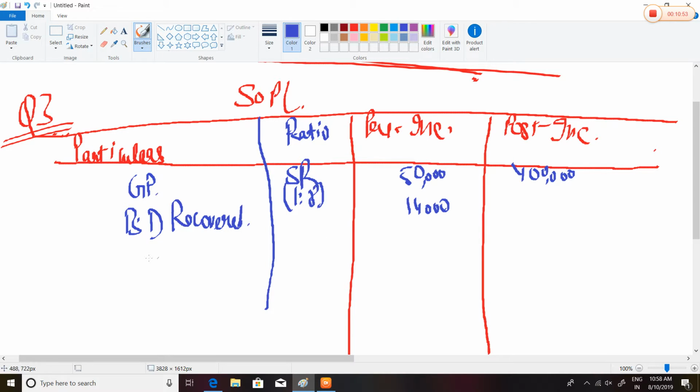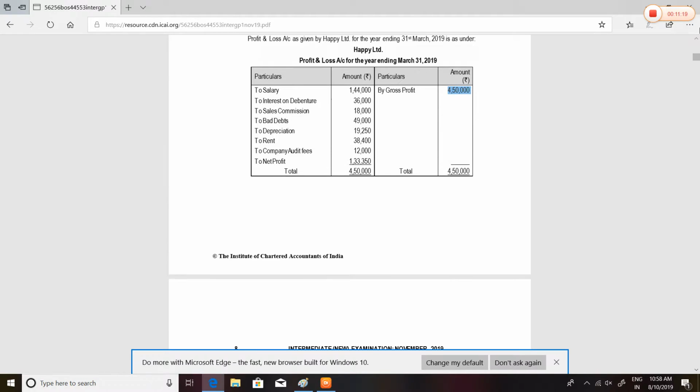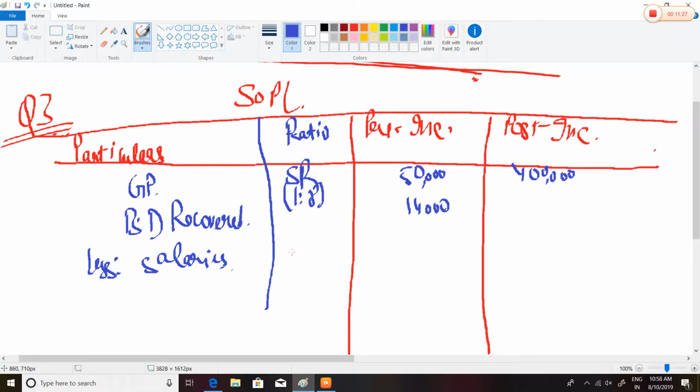Then less salaries. Sorry. How much is the salaries? Salaries 1,44,000 in time ratio. Now, what is the time ratio? 2 is to 12. That is 1 is to 6. 1 is to 6. So the amount of salaries shall be 1,44,000 divided by 7.